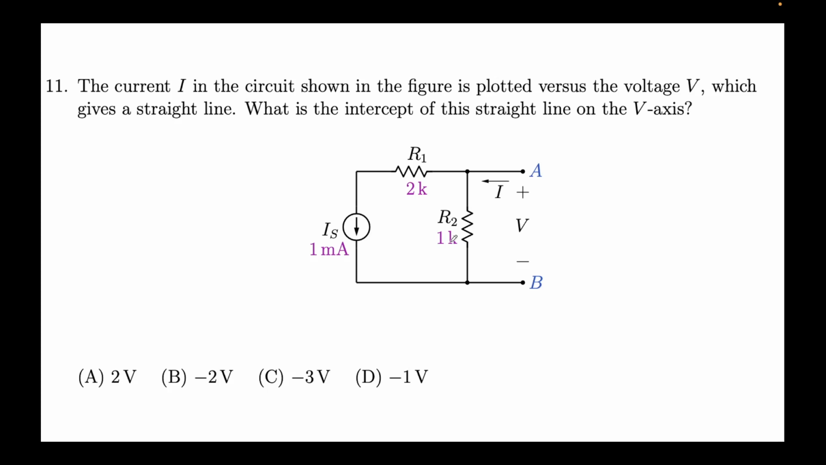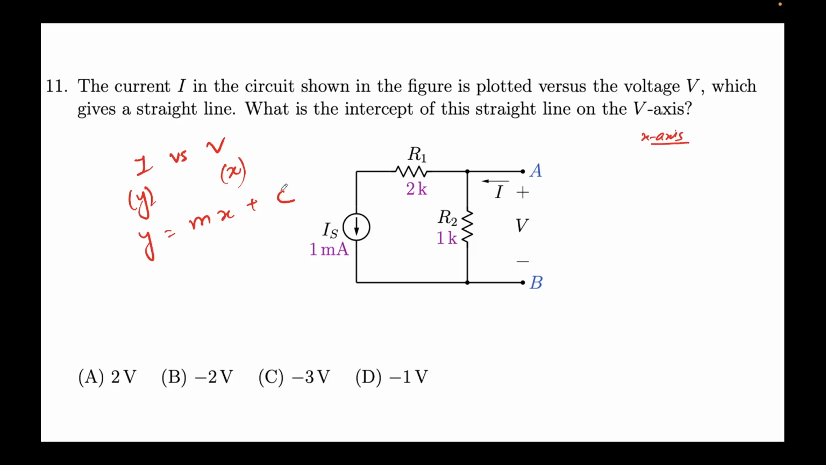Alright. Now moving forward to question number 11. The question says the current I in the circuit shown in the figure is plotted versus voltage V, which gives a straight line. So we are plotting I versus V. This means this is the y-axis, this is the x-axis. It says it's a straight line, so this means I'm getting y equal to mx plus c. What is the intercept of the straight line on the V-axis? So V-axis means on the x-axis.